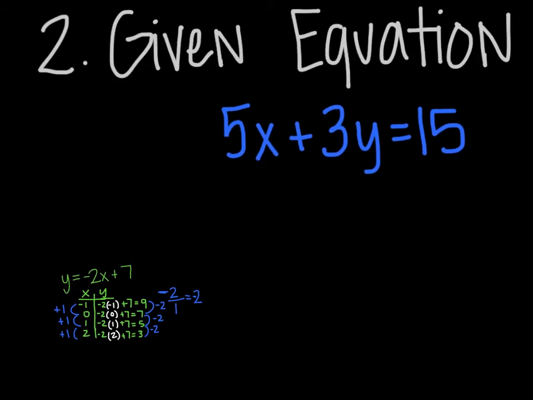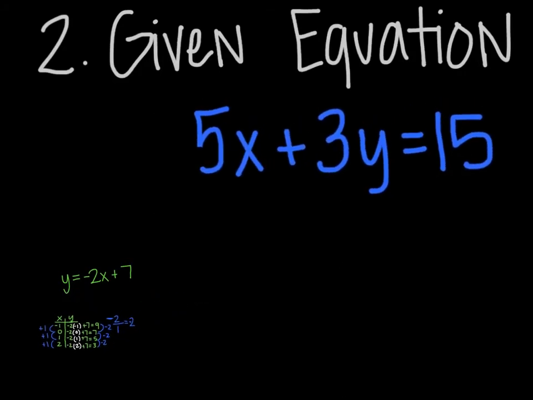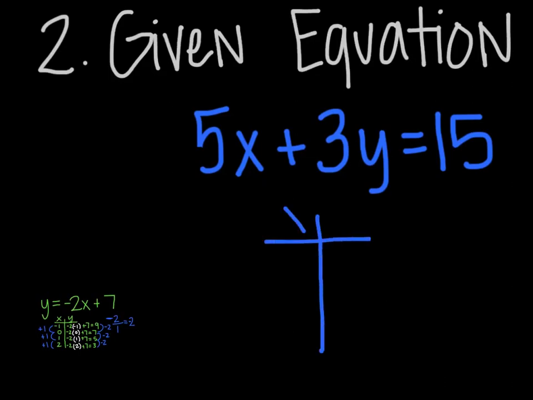You might also see equations that look like this, where y isn't by itself, and that's okay. We can still go through the same process. So you're going to make a table with x and y, and you're going to pick your x and y. I will give you a hint, though. When you are using an equation that does not have y by itself, you want to use 0 for x, and you want to use 0 for y. It's just going to make your math way easier, and you'll see why in just a second.